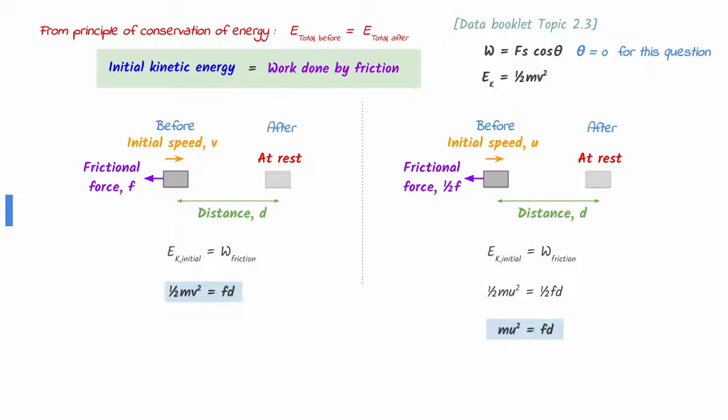Cancel out the halves to simplify the equation. Equate the Fd together to get half mv squared equals half mu squared. Cancel out the mass and rearrange to find your answer.